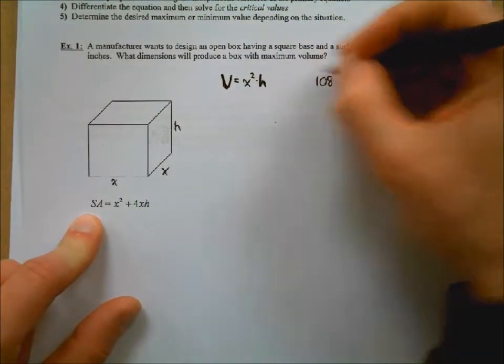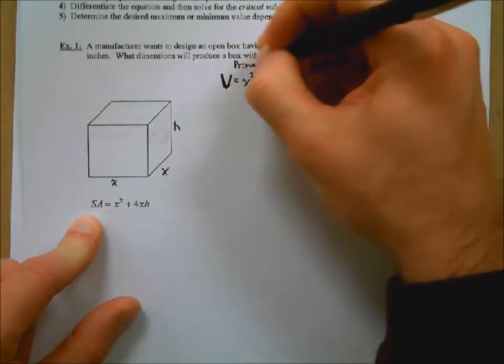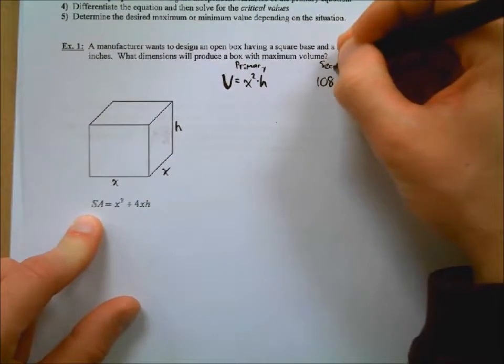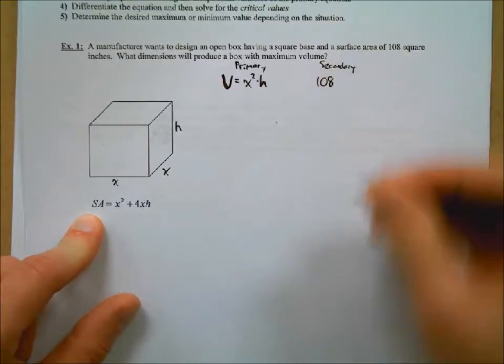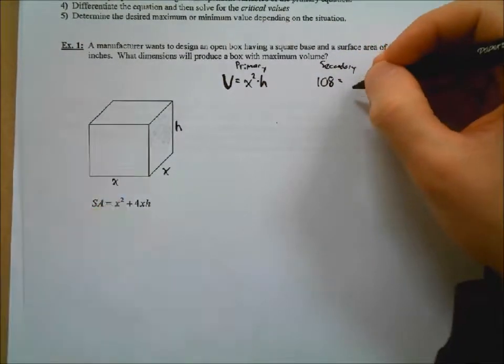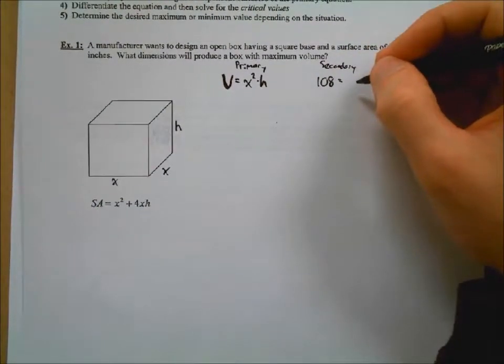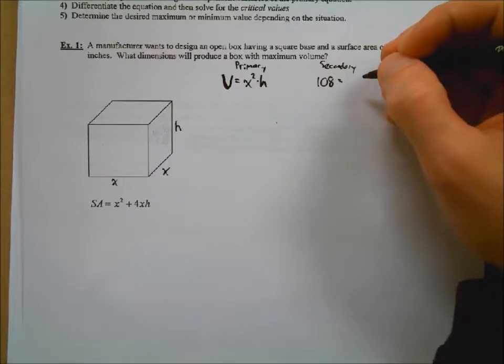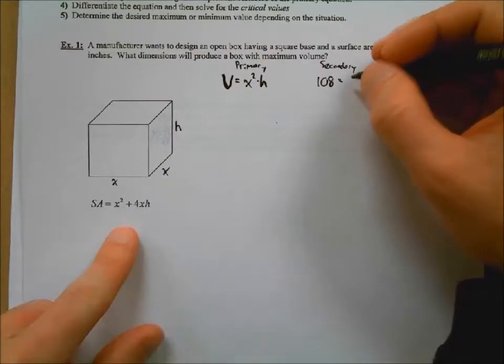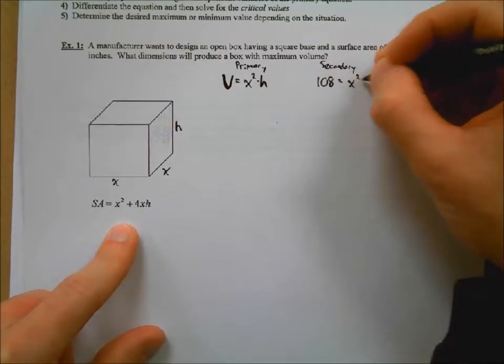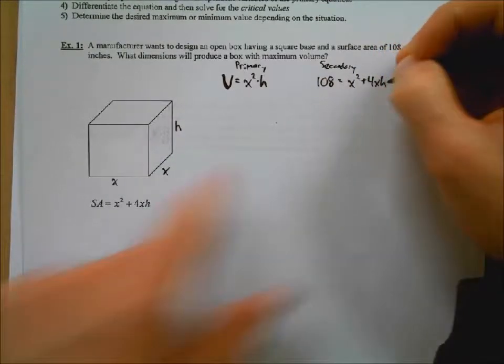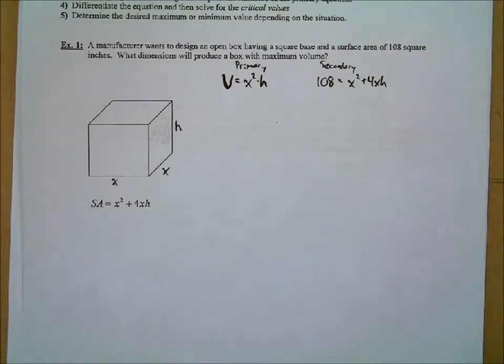So this is our primary. This is our secondary. The secondary is used to be able to then rewrite the primary in terms of a single variable. Okay, that's all it's for. So we'll say 108 equals x squared plus 4xh.